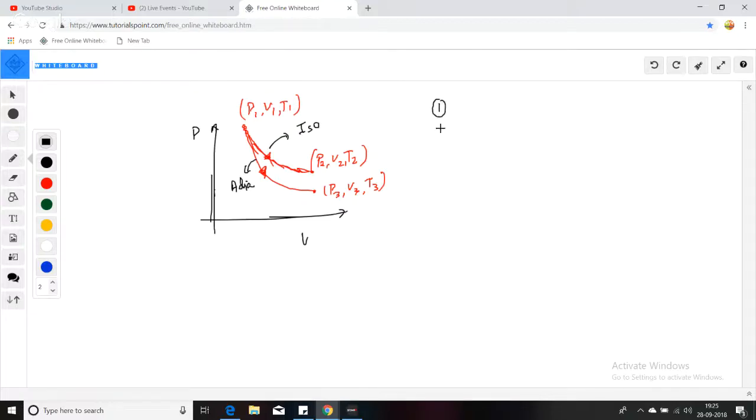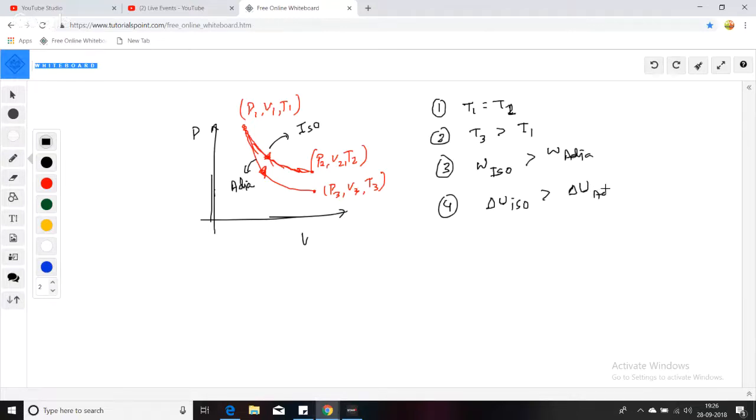The first option is T1 is equal to T2. Is it possible or not? You have to tell me the answer. More than one is correct here. The second option is T3 is greater than T1. The third option is work done in the isothermal process is greater than work done in the adiabatic process. The fourth is del U for the isothermal process is greater than del U for the adiabatic process.